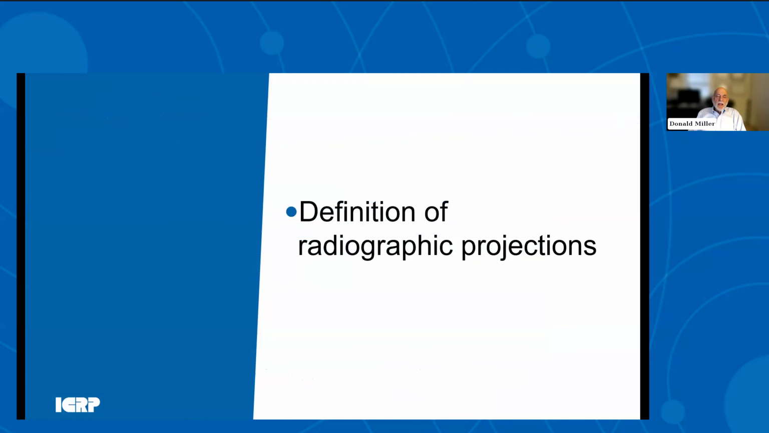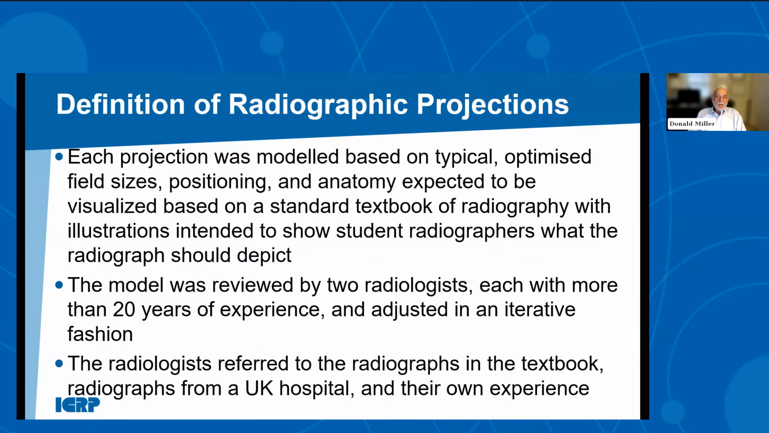We then needed to determine how each of these examinations would irradiate the phantom. So we modeled each projection based on typical or optimized field sizes and positioning, and then the anatomy we expected to be visualized based on a number of factors. First, on a standard textbook of radiography, which includes illustrations of appropriate radiographs that are essentially ideal, and was intended to show student radiographers what the radiograph should depict. We also had radiographs from a UK hospital, because the textbook is a US textbook. This gave us European practice as well.